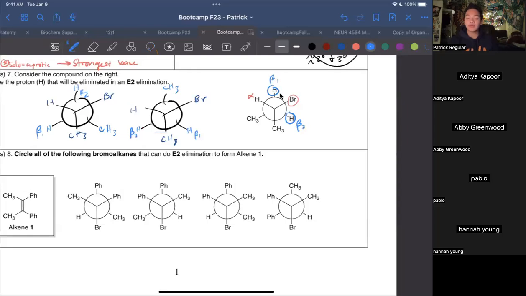Which one is more favorable? Well, for this one, you have gauche strain. For this one, you have no gauche strain.